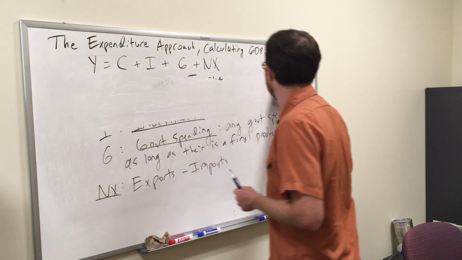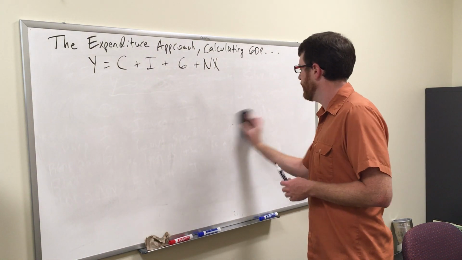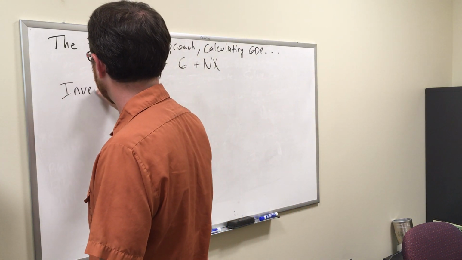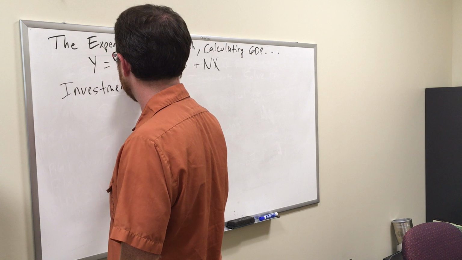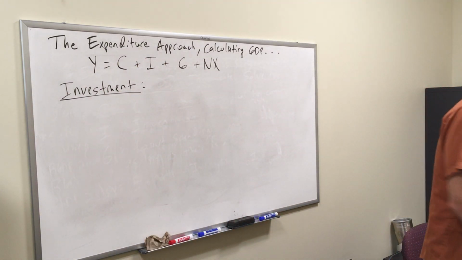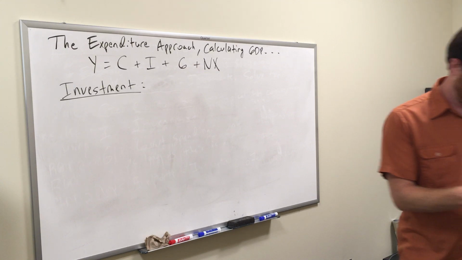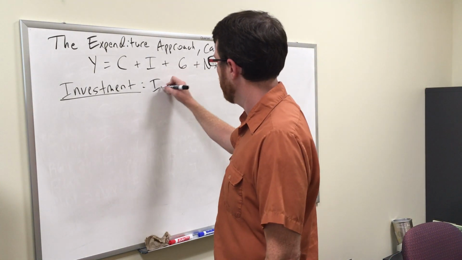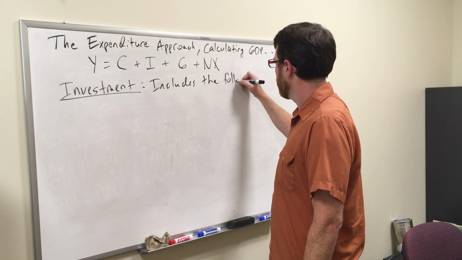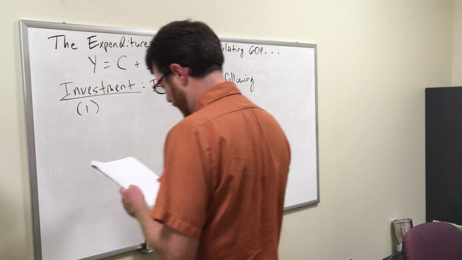Okay, so there is our formula. I'm going to leave that up there. We need to talk about investment, and we need to talk about net exports. And investment includes a few different things. It includes the following, in no particular order here.